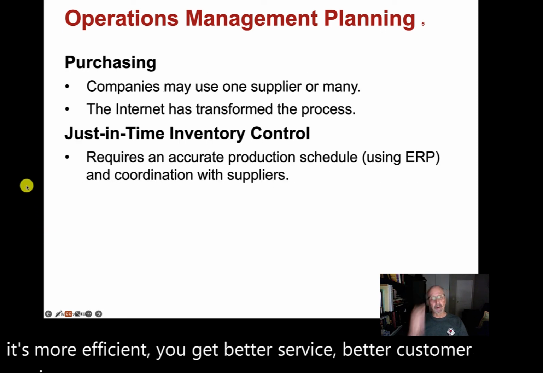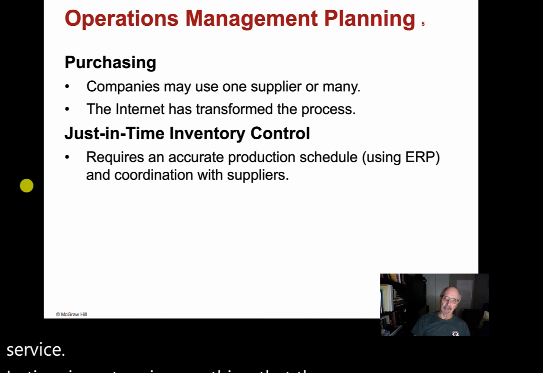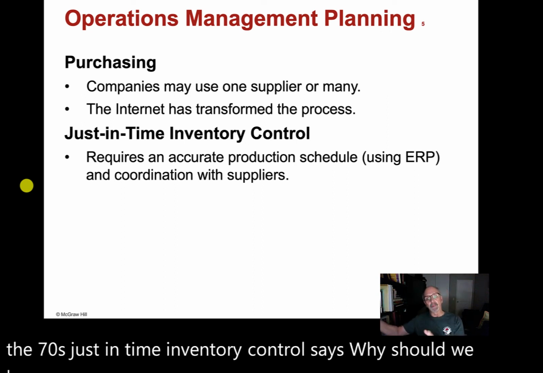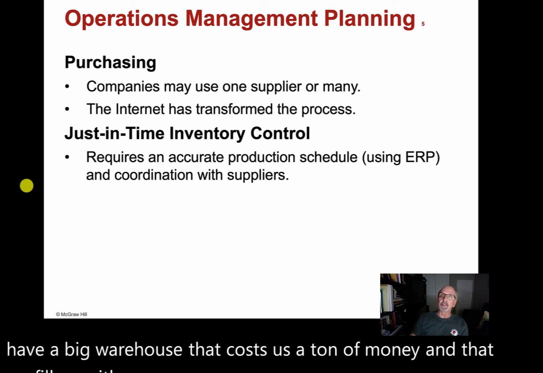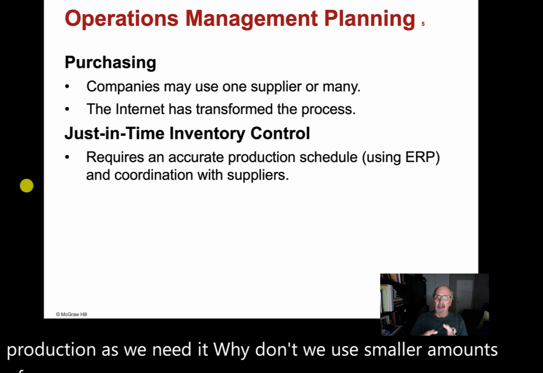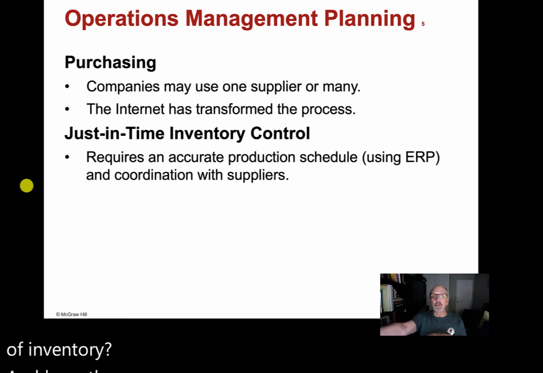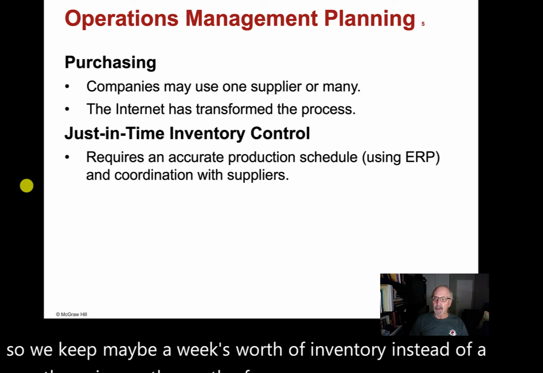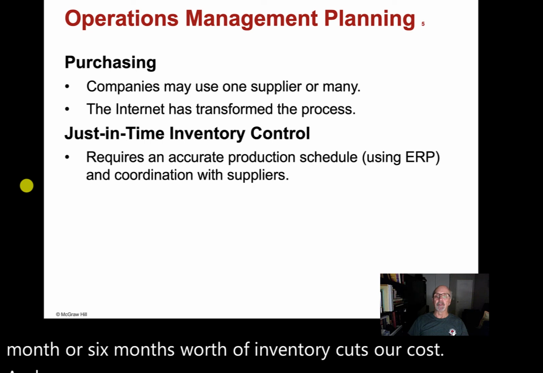Just-in-time inventory is something that the Japanese gave us in the 70s. Just-in-time inventory control says, why should we have a big warehouse that costs us a ton of money and that we fill up with inventory and then we move that stuff into production as we need it? Why don't we use smaller amounts of inventory and have the inventory produced by suppliers close at hand? So we keep maybe a week's worth of inventory instead of a month or 6 months worth of inventory, cuts our cost, and our suppliers get it to us faster.